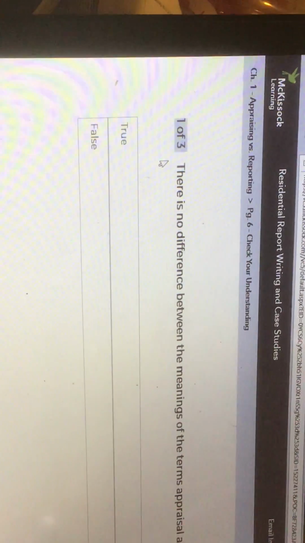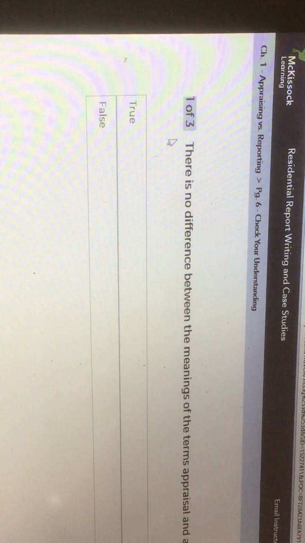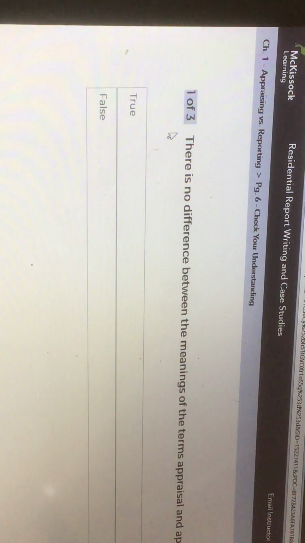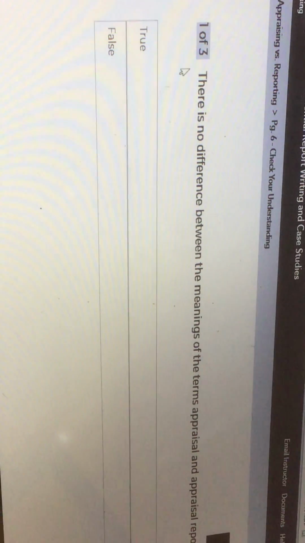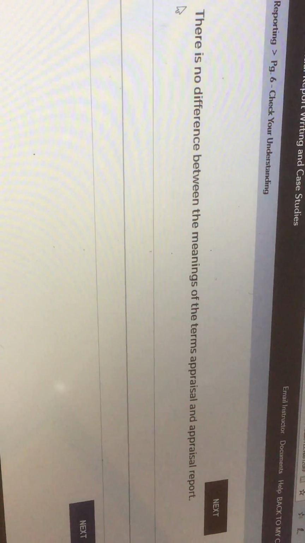Question 1 of 3. There is no difference between the meanings of the terms appraisal and appraisal report. I'm going to go false.